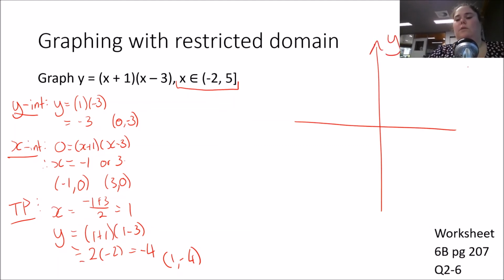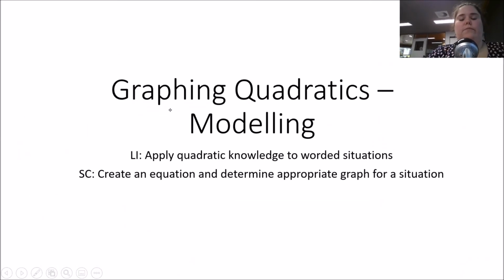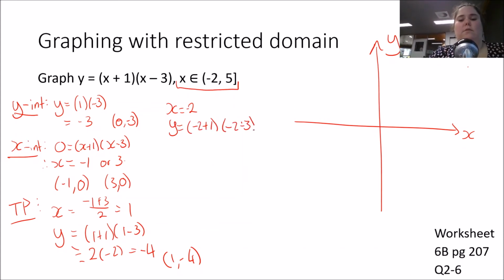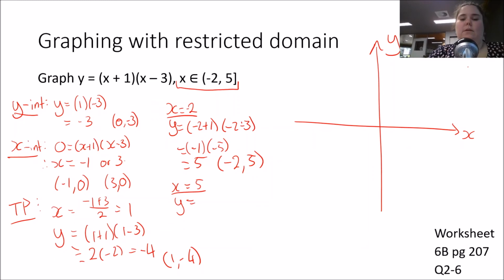So our endpoints are going to be when x equals -2 and x equals 5. So we're just going to sub those values in. So x equals -2, y equals, which is -1 times -5, so 5. So there's one of my points. And then I do the same, but with x equals 5. So we're just subbing in. So we got 6 times 2, which is 12.